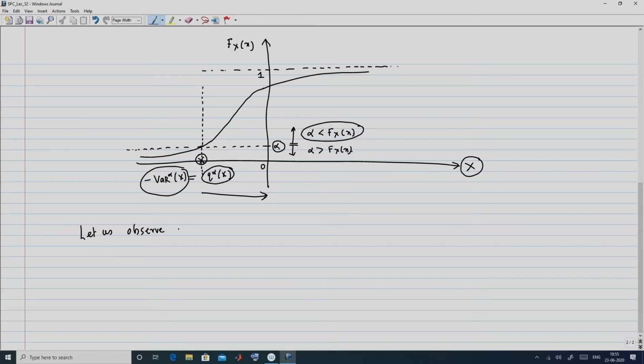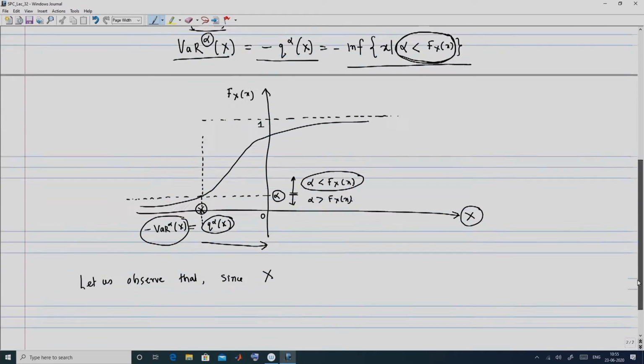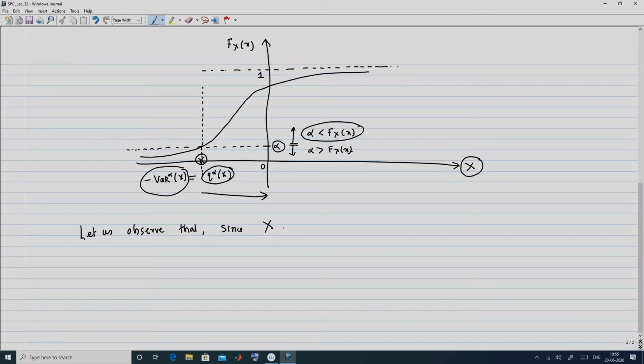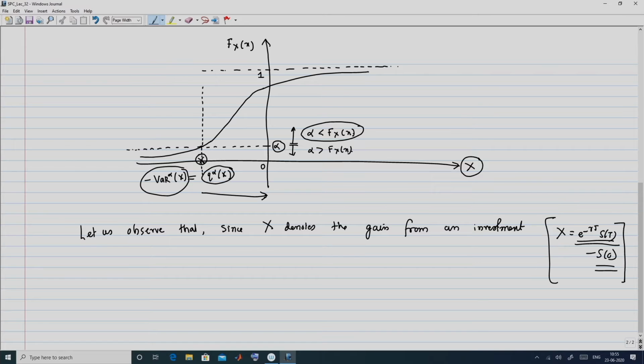Now let us observe this very carefully. What was x? You recall that your x was nothing but the discounted value of the position at time t. So obviously x denotes the gain from an investment, right. So x will be something like e raised to minus RT ST minus S0. You look at your original investment S0, and e raised to minus RT ST is the present value of your final wealth level. So the difference between them is obviously going to be the gain.